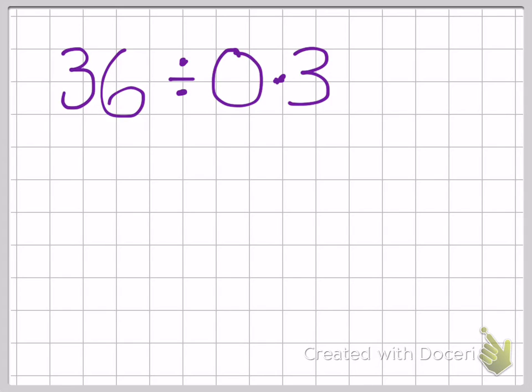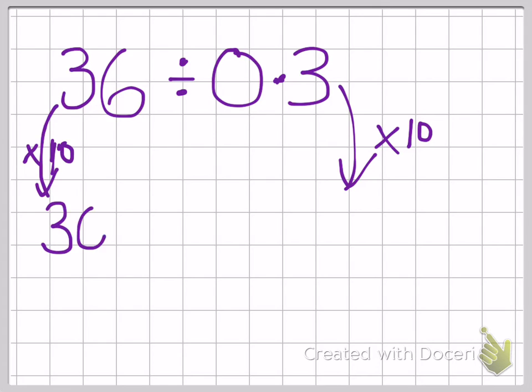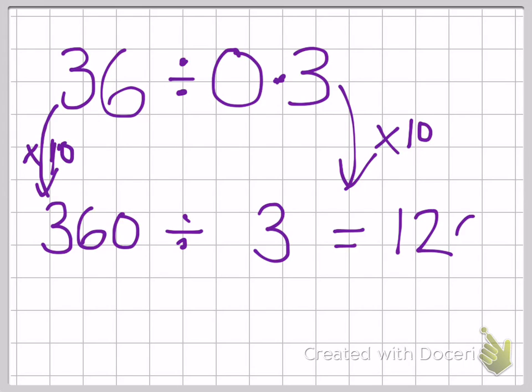If you want to work out this sum, then what you have to do is times the left-hand side by 10 and times the right-hand side by 10. So we'll end up with 360 divided by 3. If you times the left and the right by the same number, you will end up with a sum that gives you the same answer as the original sum. So 360 divided by 3 is 120. Therefore, that's the same answer as you would have got for this sum here.